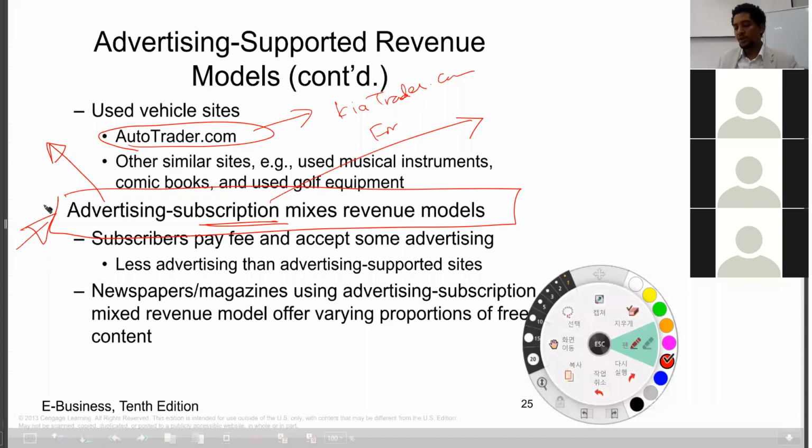So some businesses mix this advertising, but also require subscriptions from customers, or from the viewers, to use the website.